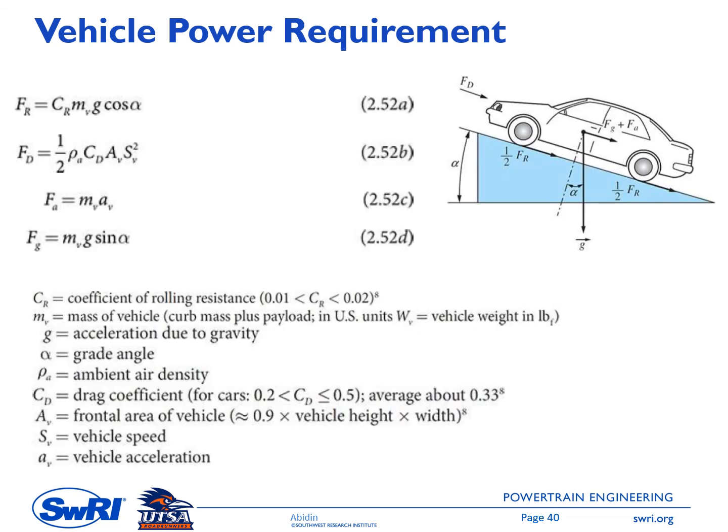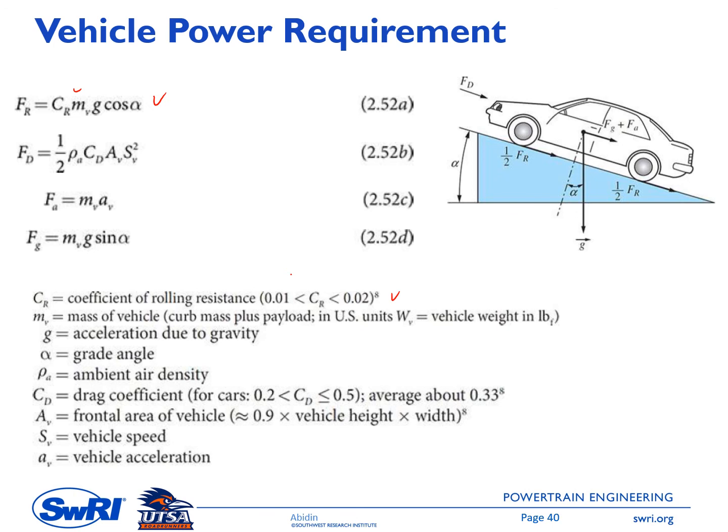And this is the detailed equation for each of the forces. First here is Fr, the rolling friction force through the car wheel. We have Cr, the coefficient of rolling resistance, and the value is usually between 0.01 and 0.02. And mv here is the mass of the vehicle, so this is the curb mass plus the payload. And then g is the gravity acceleration.